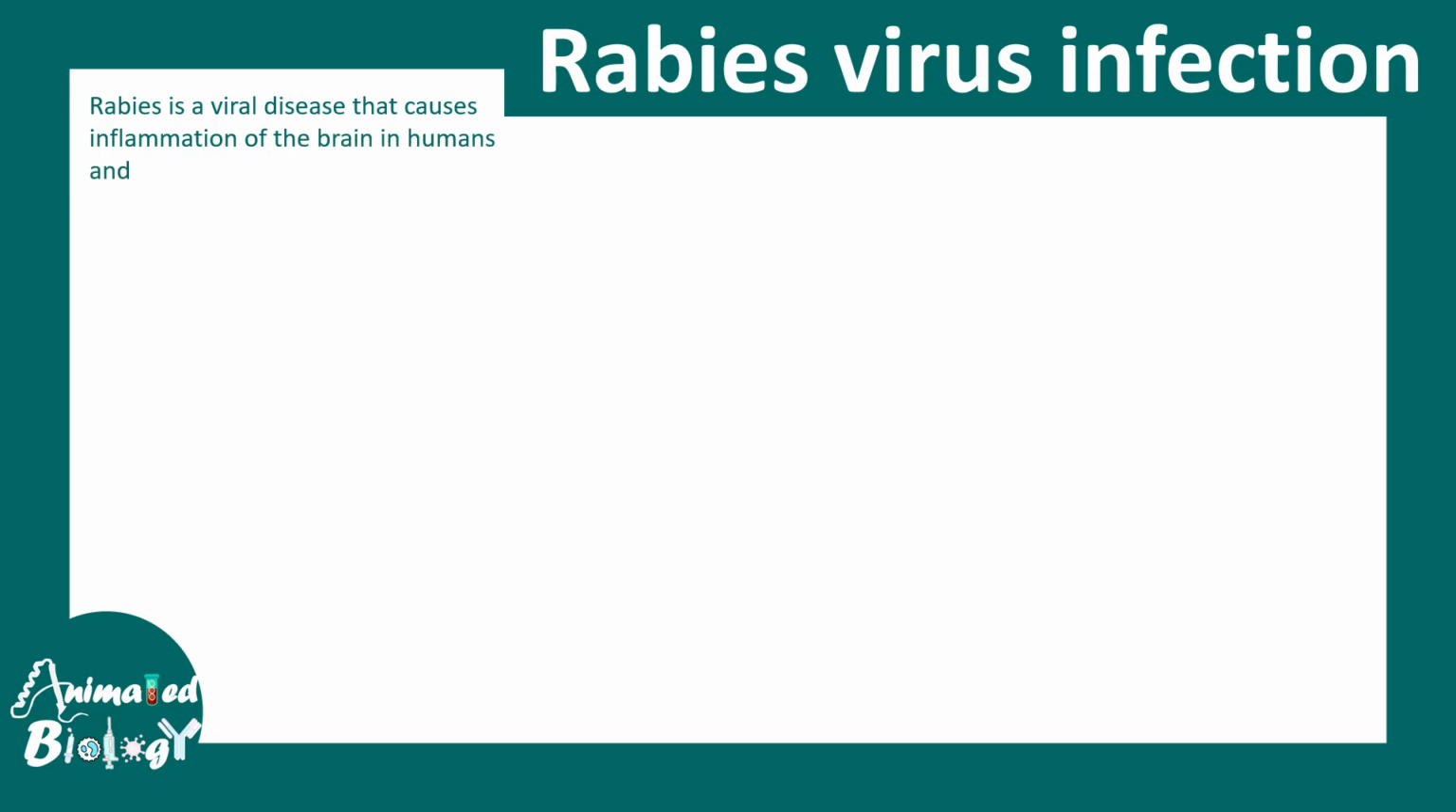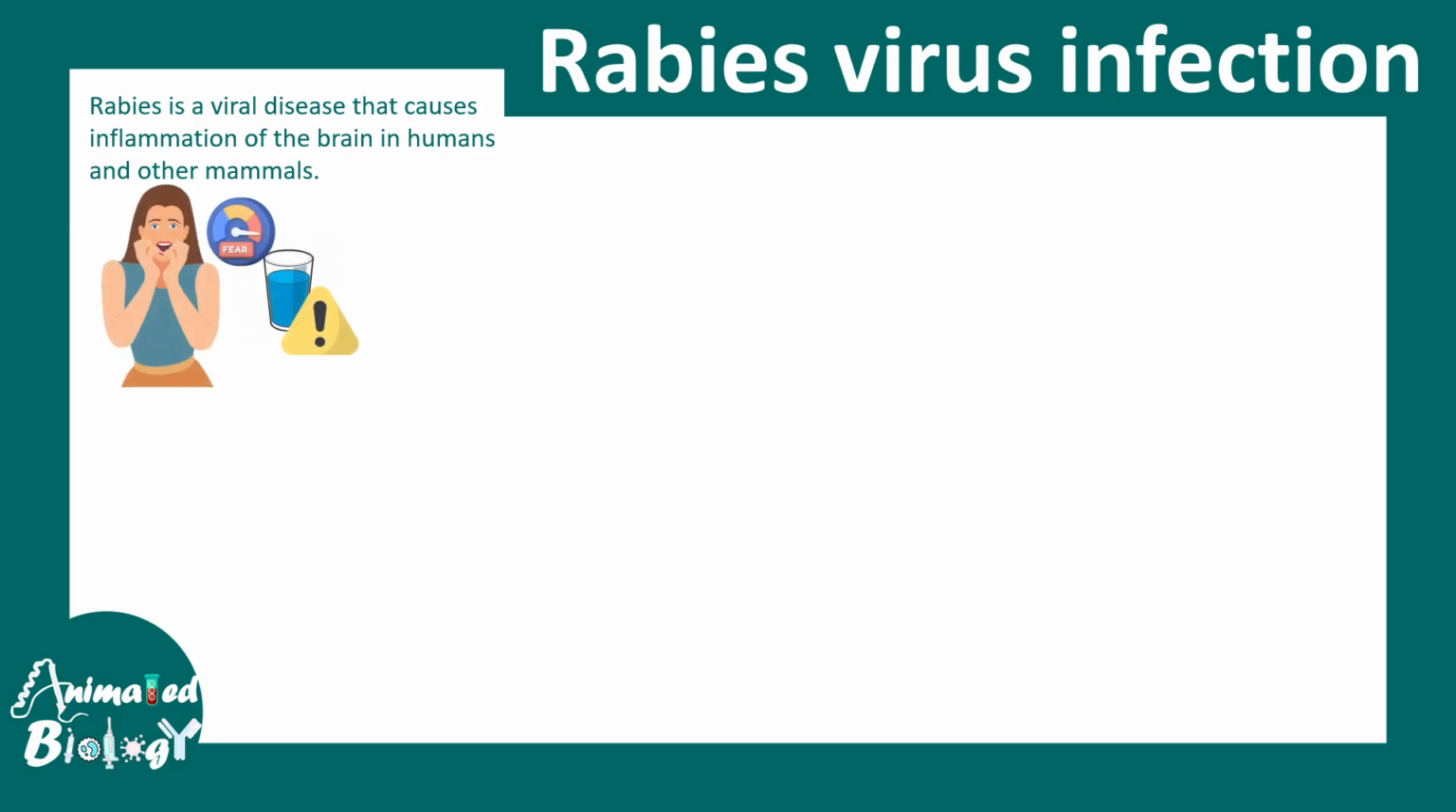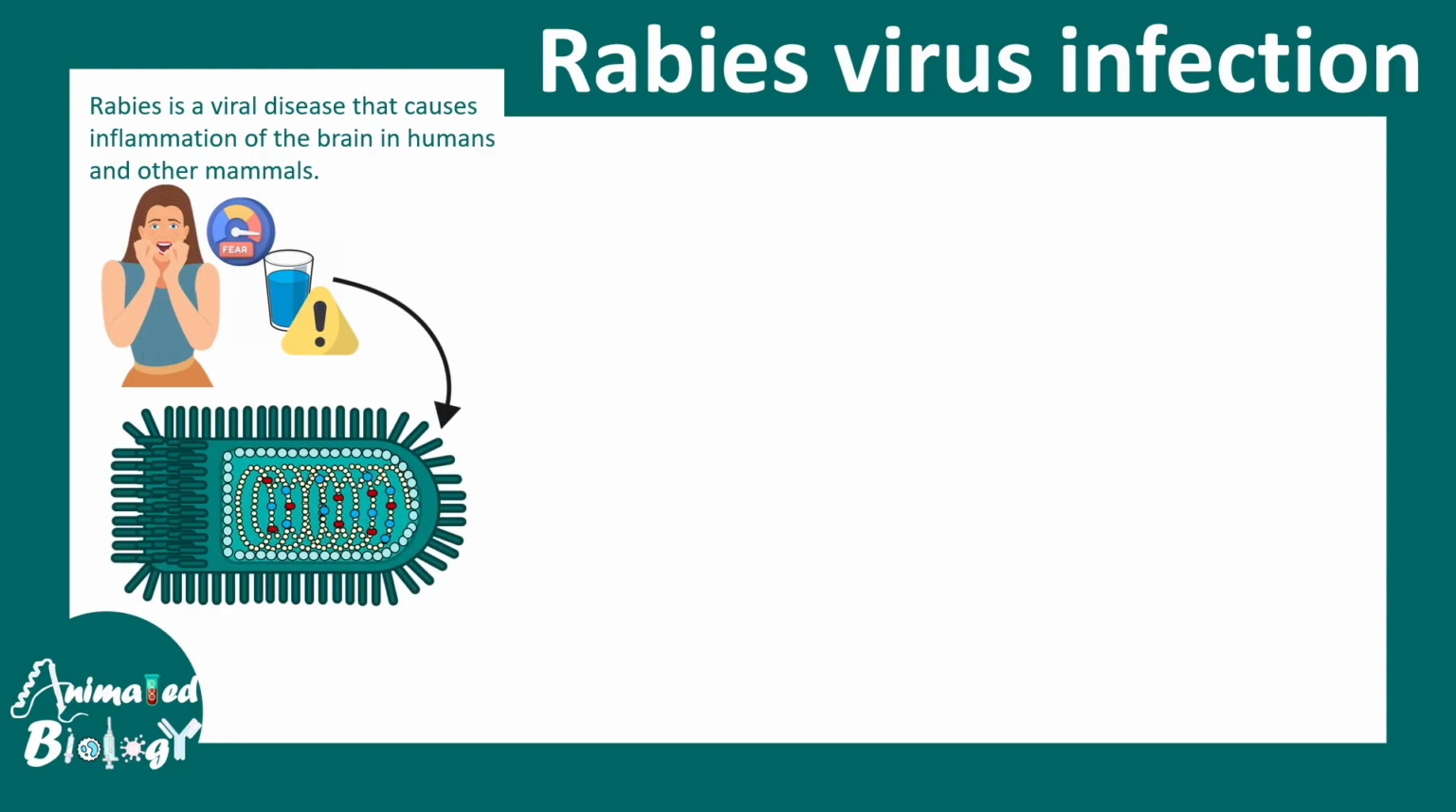So rabies virus is a deadly virus and it causes a viral disease that leads to inflammation in the human brain and other mammals and ultimately leads to death. And it creates a situation called hydrophobia, where the infected individual is literally averse towards water. And it is caused by this virus known as rabies virus. This particular virus belongs to the genus Lyssavirus and family Rhabdoviridae.